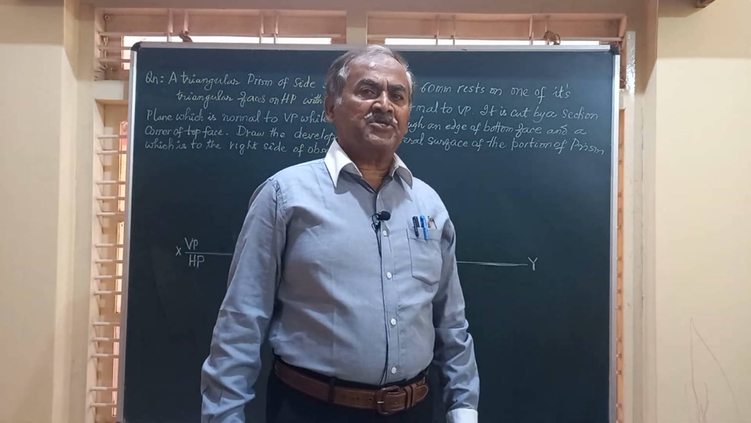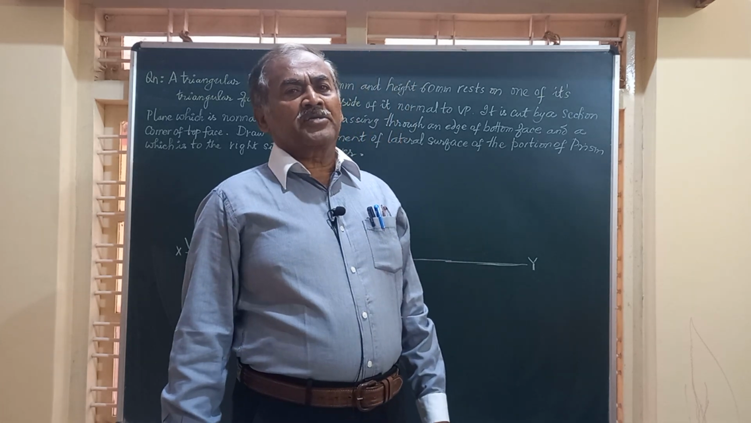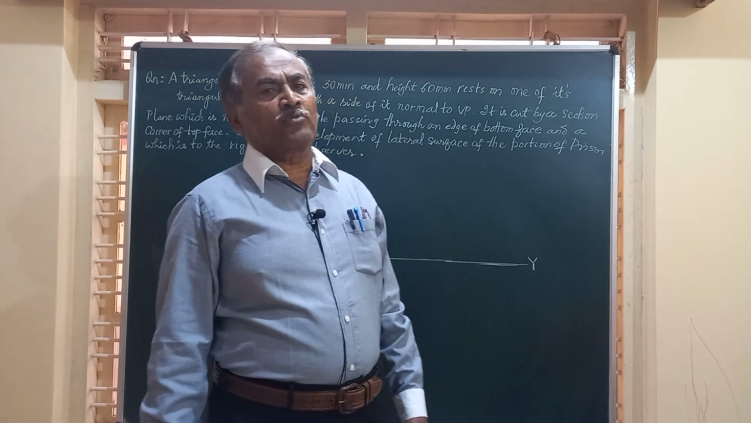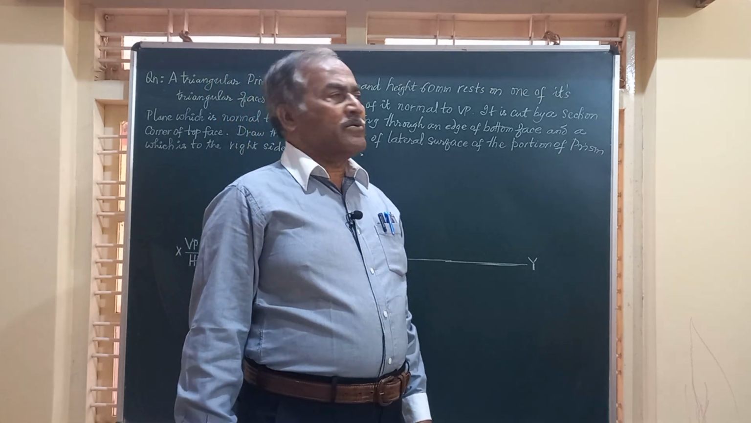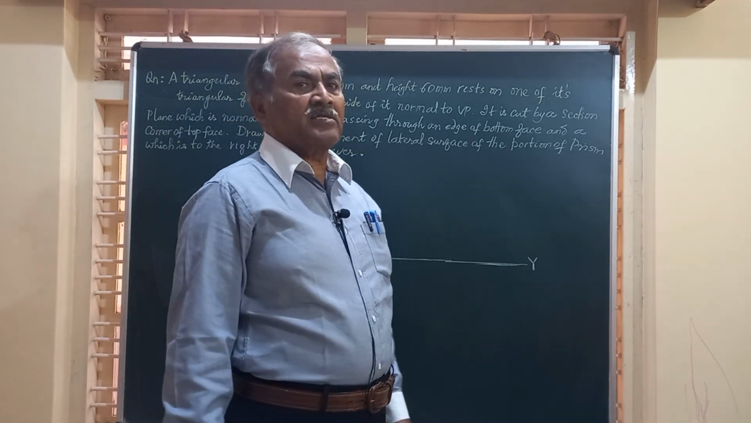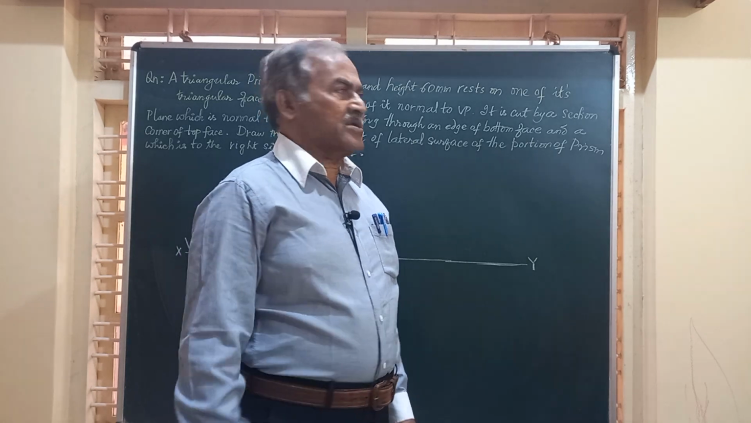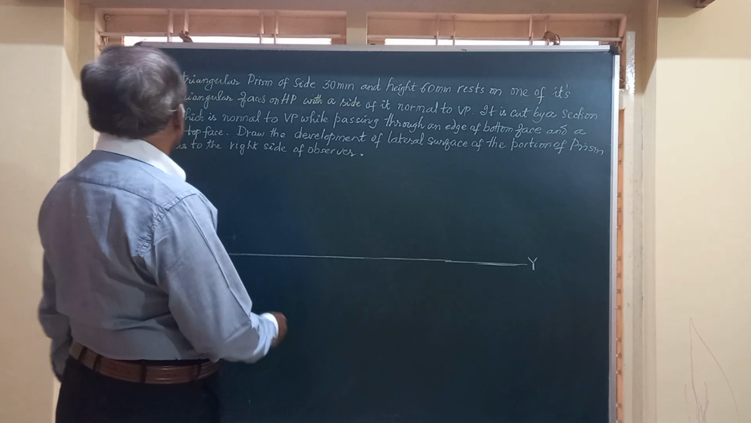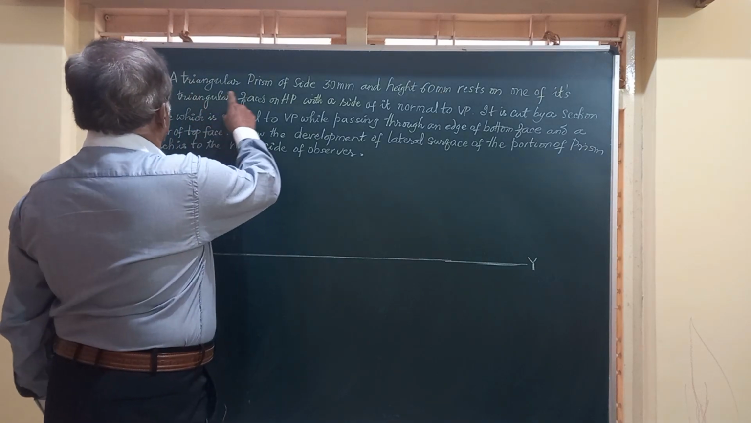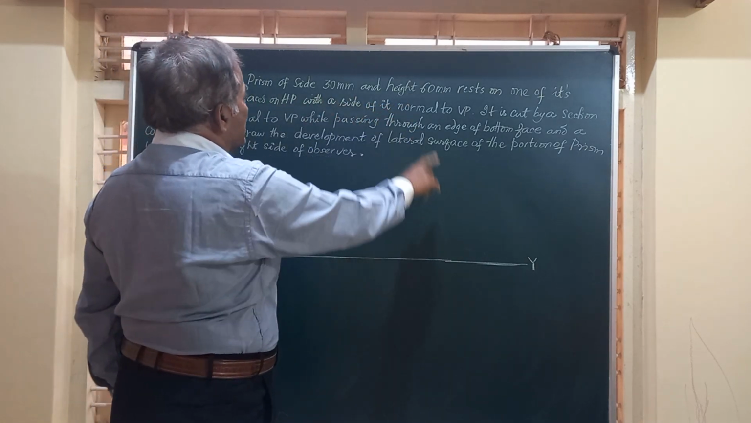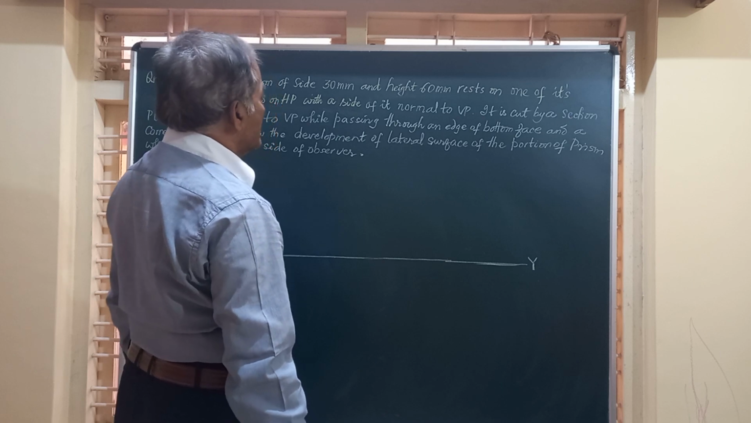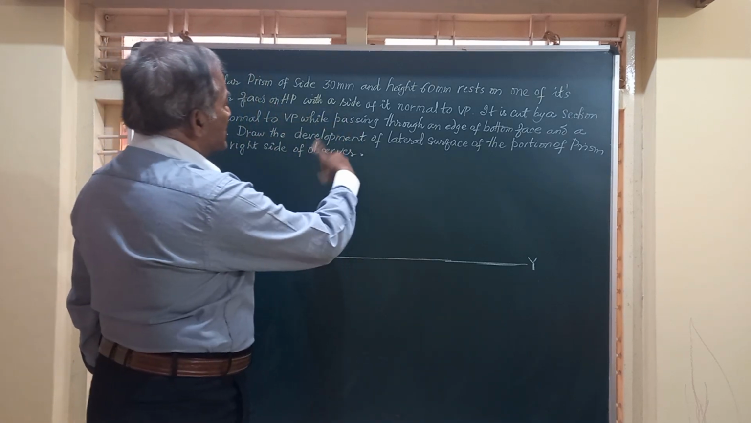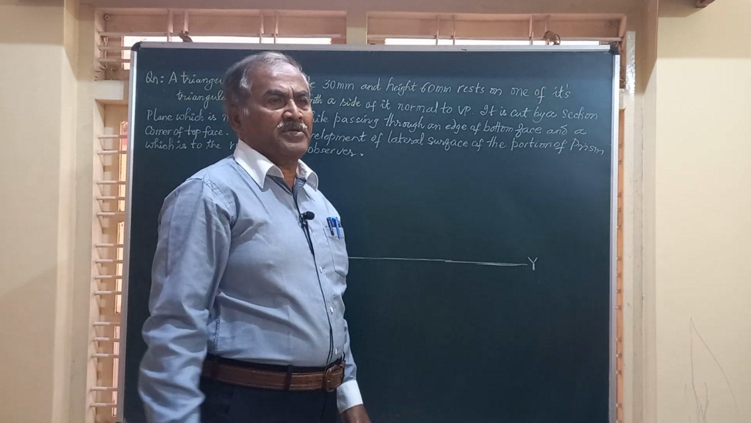Myself Dr. M.H. Channaya, and in today's video we are going to learn about the development of the lateral surface of a triangular prism. And the question for today's video runs like this. A triangular prism of side 30 and height 60 mm rests on one of its triangular faces on HP with a side of it normal to VP.